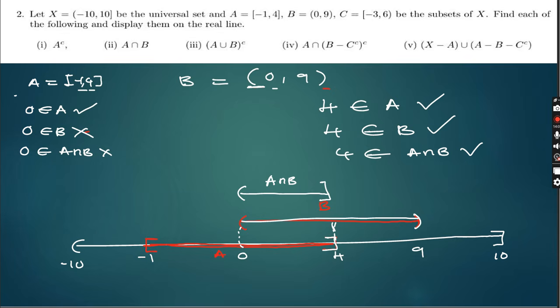So what is left now is just to write the set itself. We're going to say A intersection B is running from 0 all the way up to 4. We use the brackets which are in A intersection B. We have this and this.